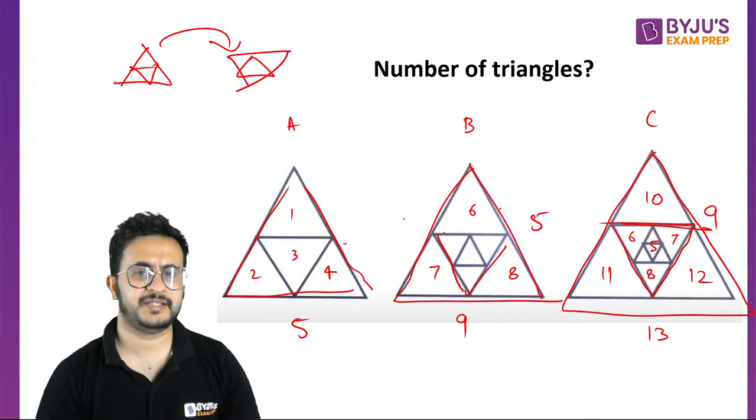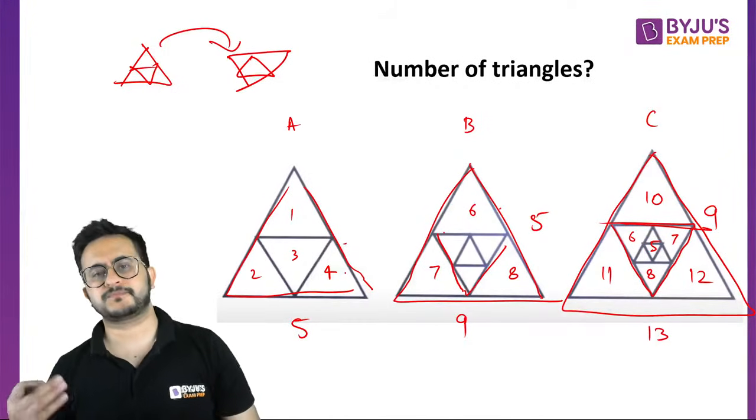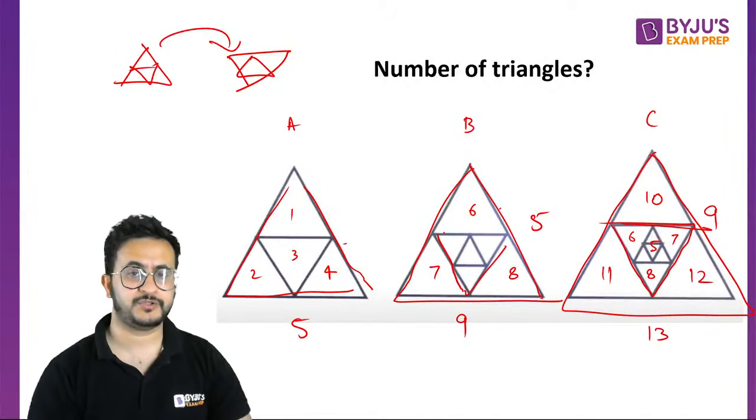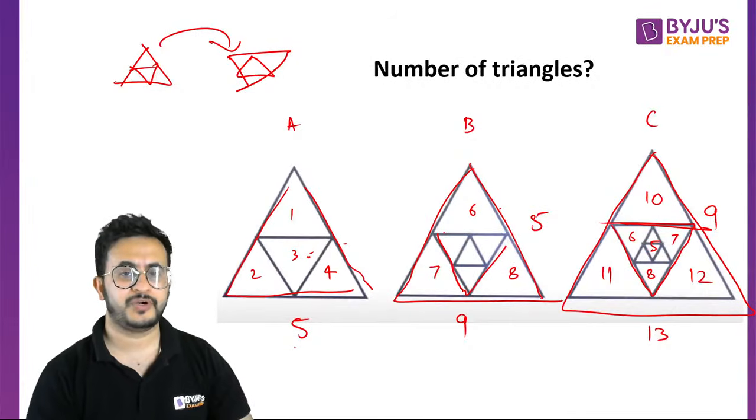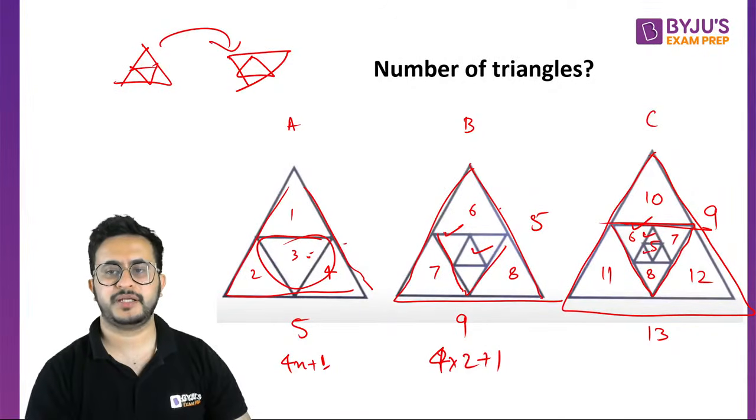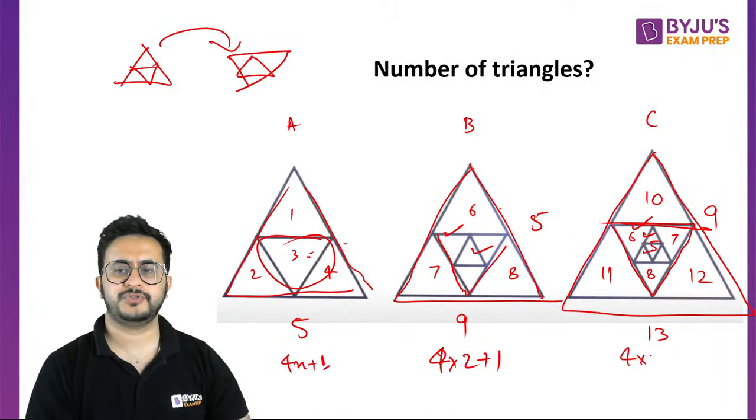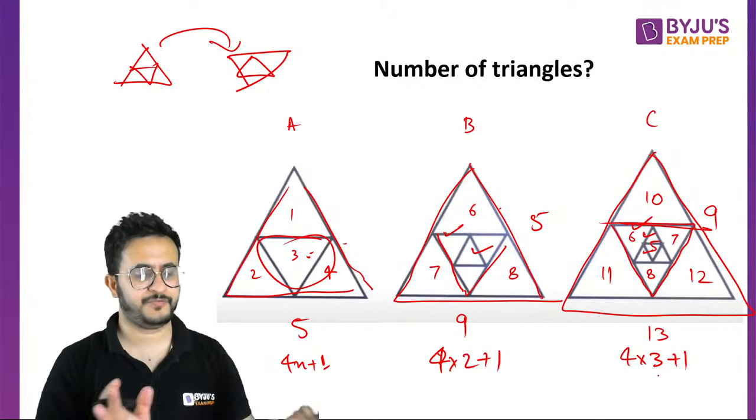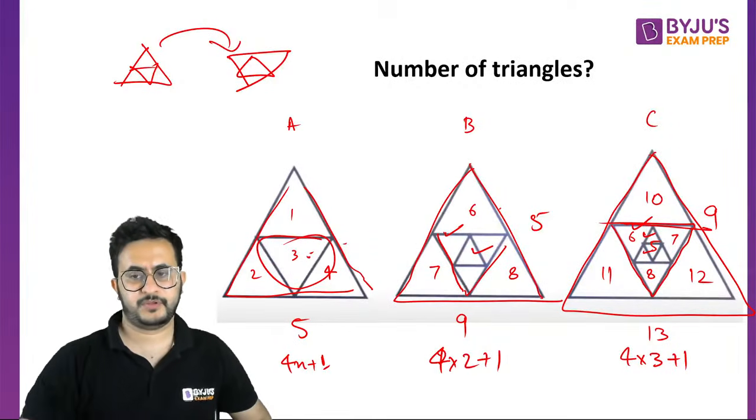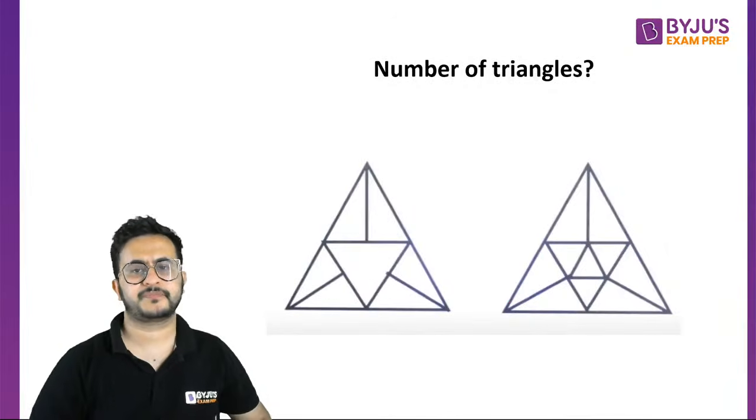Okay, so basically it is the number of layers into 4 plus 1, right? So here you have one inside layer, so you have 4n plus 1. In this there are 1 and 2 layers inside, right? 4 into 2 plus 1. Here we have 1, 2 and 3 layers inside, right? So 4 into 3 plus 1. Okay, so if you have triangle inside triangle, you can find the number of triangles in that. Okay, all right.